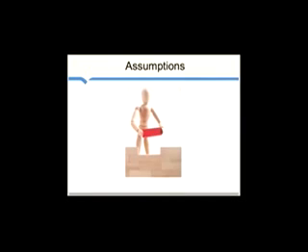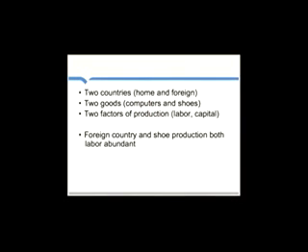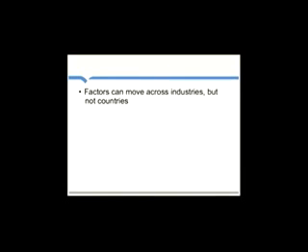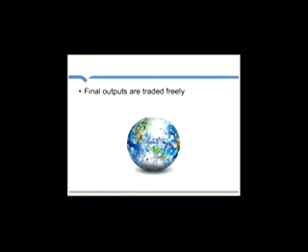Now let's look at some of the underlying assumptions behind the theory. In the core model, we have two countries, a home country and a foreign country. We assume two goods, computers and shoes. There are two factors of production, labor and capital, and we're going to assume here that it's the foreign country and shoe production which are labor abundant. We're also going to assume that factors can move across industries within a single country, but not across countries. That means if a country is rich in one factor, that factor is available for potential use in either sector.